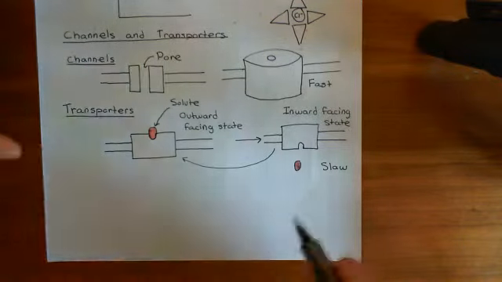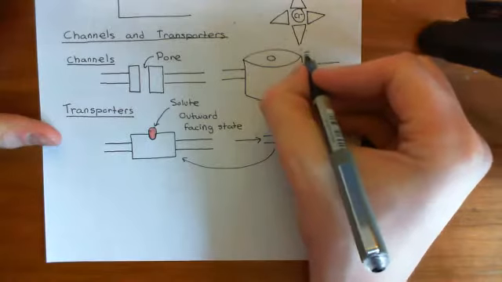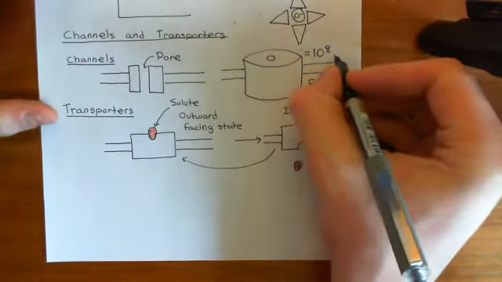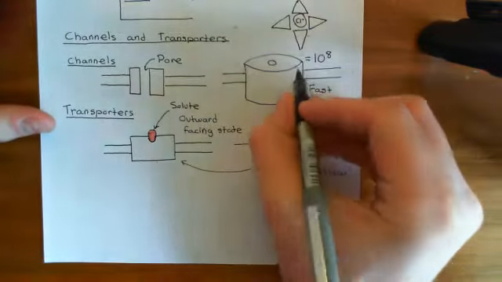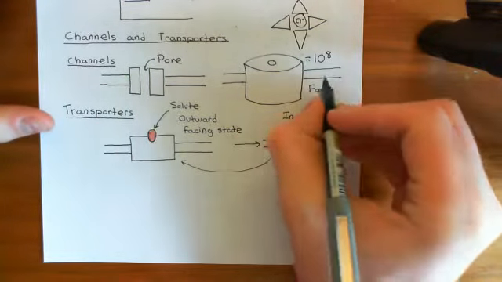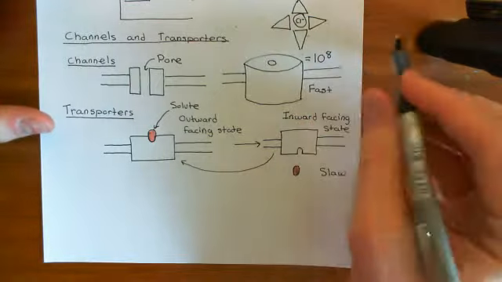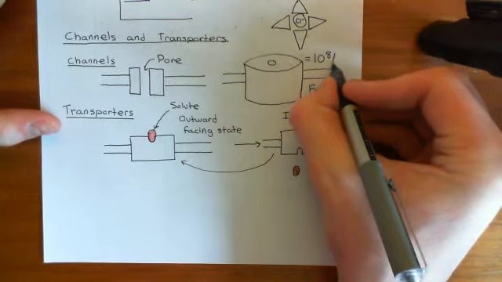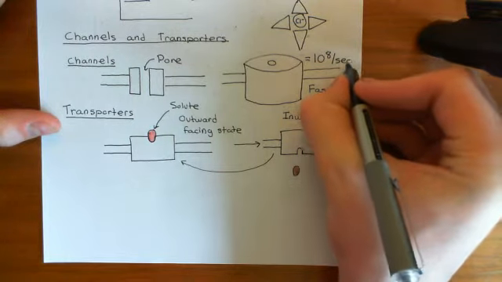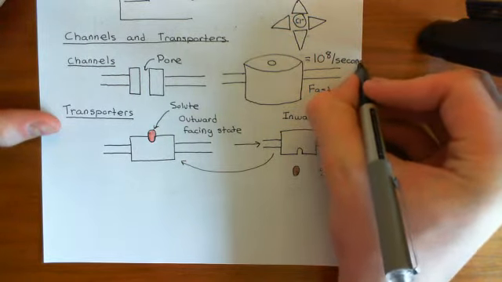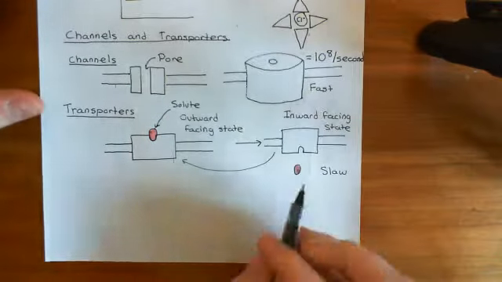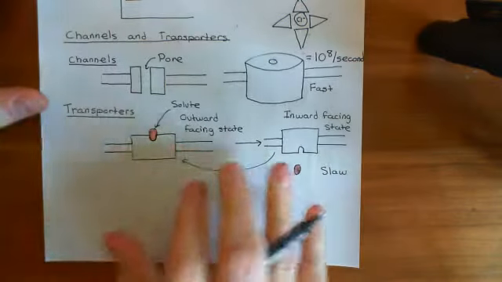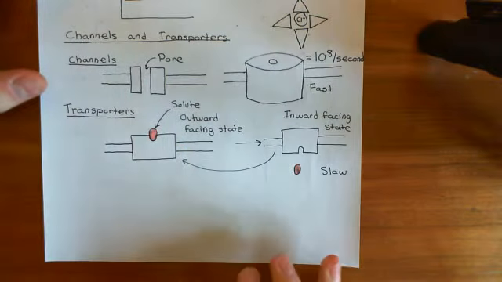Okay, right. So just to emphasize this, these ion channels can conduct up to 10 to the power of 8 ions a second, and the main solutes channels move are ions rather than bigger things. Bigger things generally require transporters. So these are extremely fast. They can transport up to 10 to the 8 solute molecules per second. Transporters are nowhere near that fast. We're talking thousands a second maximum for transporters.